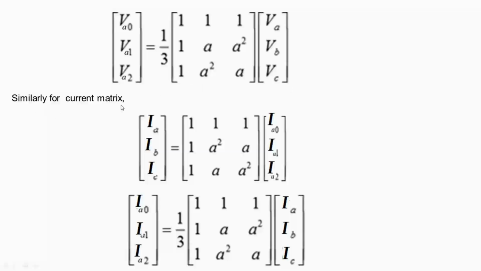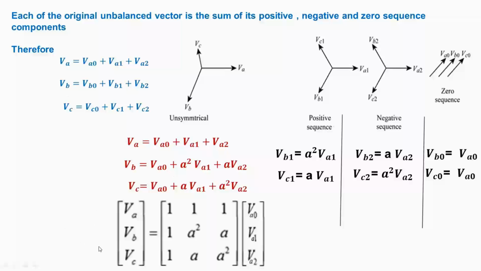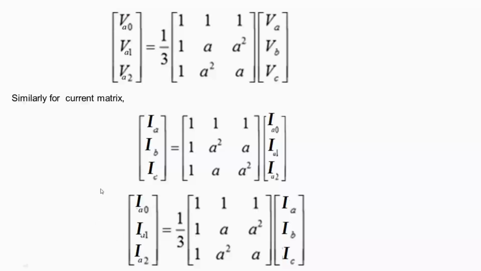Similarly for the current matrix, the unsymmetrical current vectors are written like this. Here, in the previous matrix, replacing V by I, you get the unsymmetrical components of the current vector. IA, IB, IC is equal to [1, 1, 1; 1, A square, A; 1, A, A square] times IA0, IA1, IA2. Then in this equation, replacing V by I, we get the symmetrical components of currents. IA0, IA1, IA2 is equal to 1 by 3, [1, 1, 1; 1, A, A square; 1, A square, A] times IA, IB, IC. These four equations are important equations.